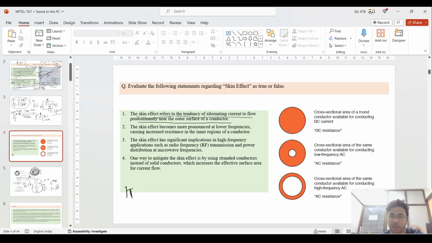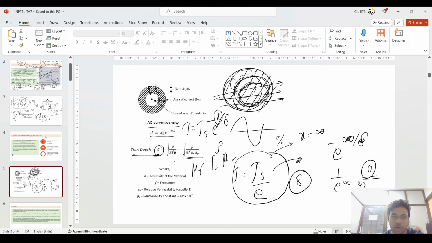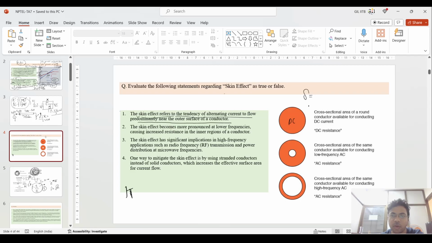As you could see from the right side image also, if you have a DC current, there is no concept of this skin effect, because delta is there, and delta is also a frequency dependent term. If you see from this equation also, the delta is frequency dependent. So if frequency is 0, suppose the delta term is 0, then the delta will become infinity.